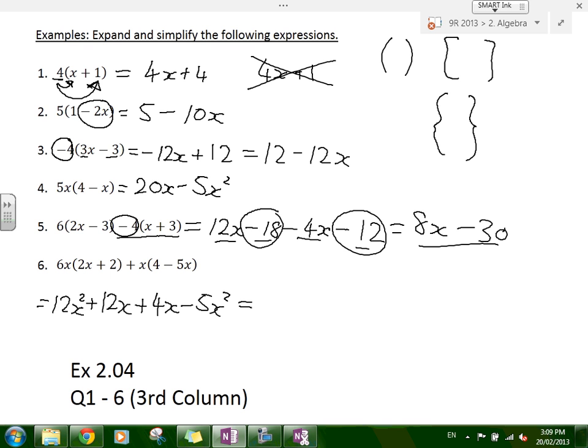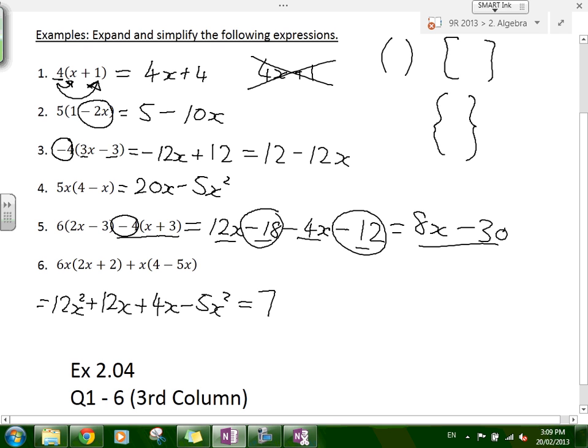Let's think about it. Which are the like terms? Good. Yeah. So how many lots of x squared do we have? Good. 7x squared. And then we have 12x plus 4x, which is plus 16x. And that's as simple as you can get. You can factorize that again, but that's as simple as we're going to get. Good. So that is how we expand and simplify.